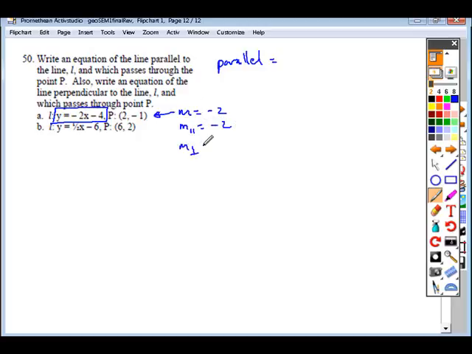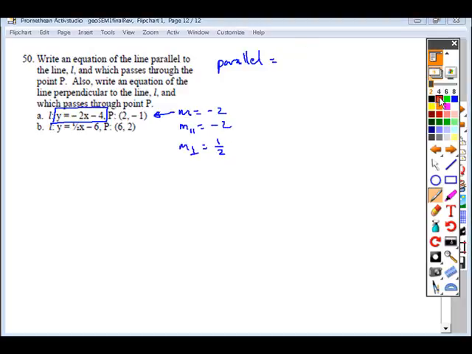And if we looked for the slope of the perpendicular, which is the second part to this question, the perpendicular is going to have a slope of what? Negative reciprocal. So change the sign, flip the fraction, so it becomes a positive 1/2. So here's the information that you're dealing with.